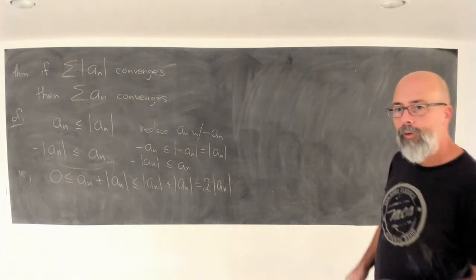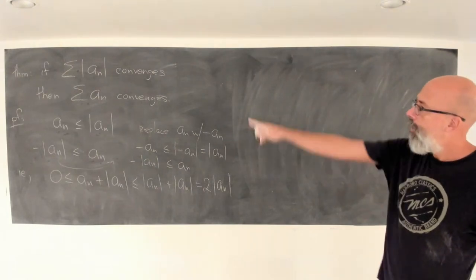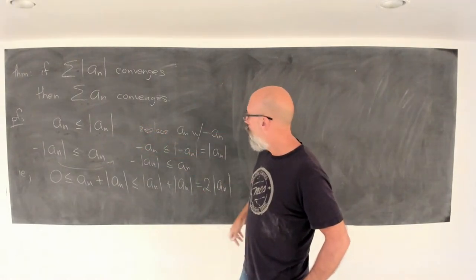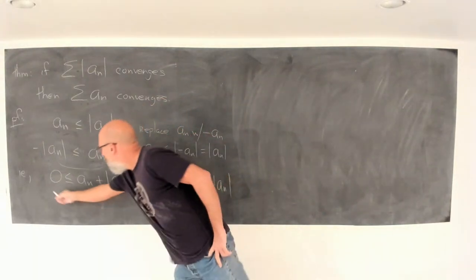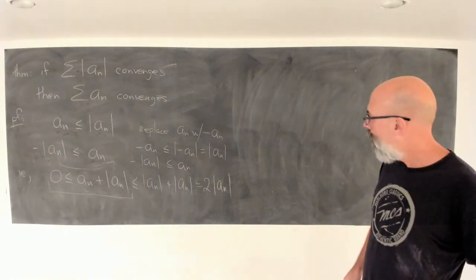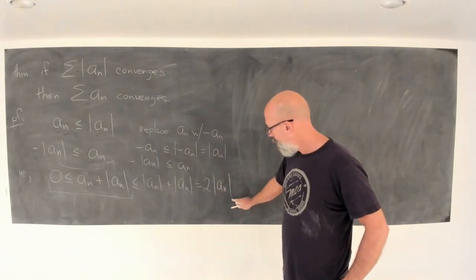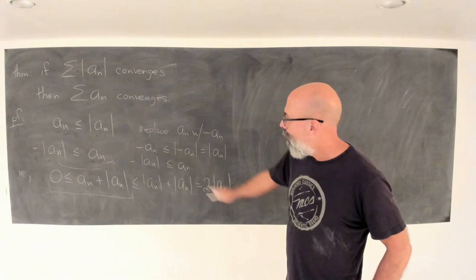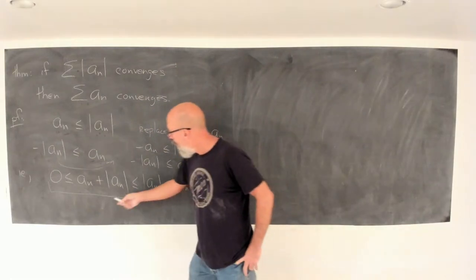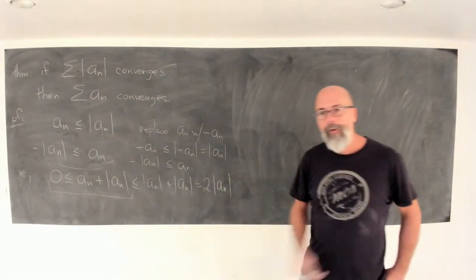Isn't the first inequality stated enough for the proof, right? I mean, I wanted to justify this zero business. Last line of the left side. Well, it follows from these two inequalities, right? That this is bigger than zero. And then replace an with the absolute value of an, you're making the whole thing bigger. There it is.